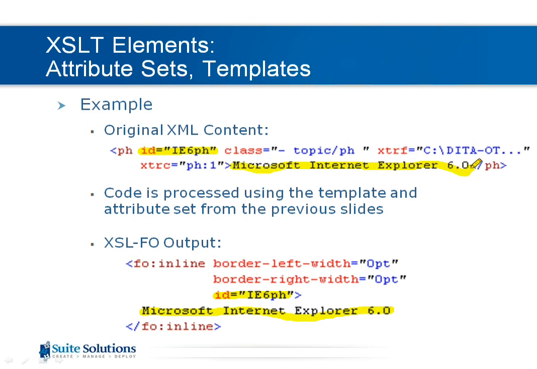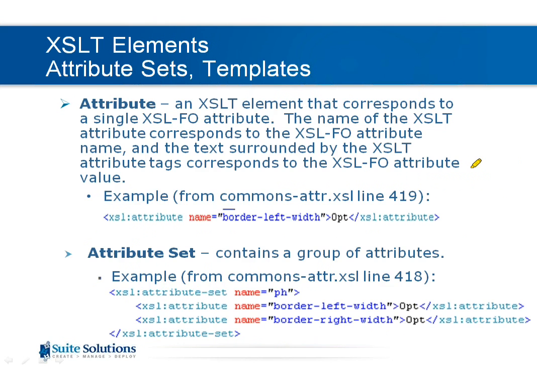I know this can be confusing to people. I hope it wasn't too fast. Now I'm going to go back to my definition because it might be a little clearer. Okay, so the name of the XSLT attribute corresponds to the XSL FO attribute name. And the text surrounded by the XSLT attribute tags corresponds to the XSL FO attribute value.